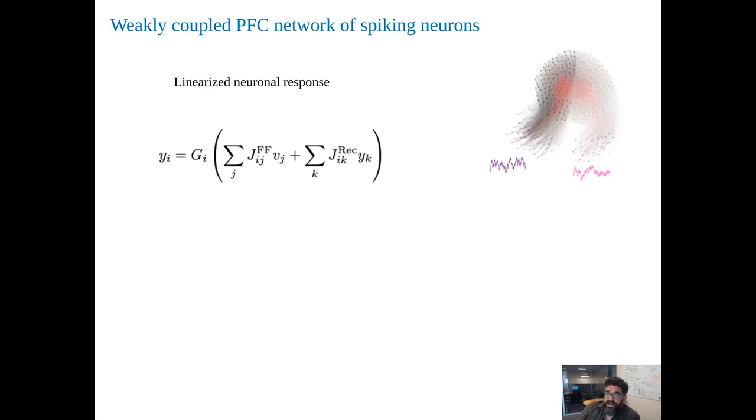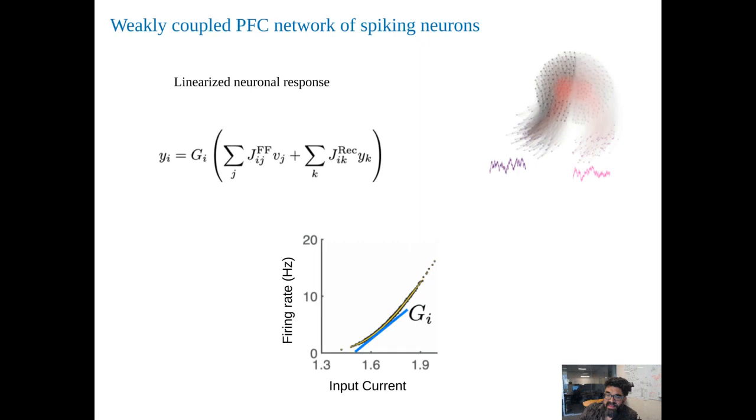The first term in the bracket is all of the inputs that are coming feed forward from the V4 that it's being driven by. The second term inside the bracket is all the recurrent interactions within the network here, and you can see there's a YK there. So this is a recurrently coupled network here. What GI is basically going to be the gain function for that neuron.